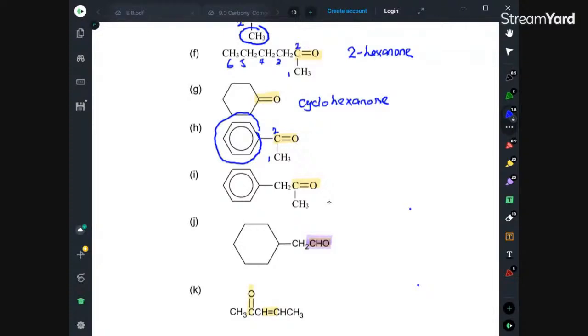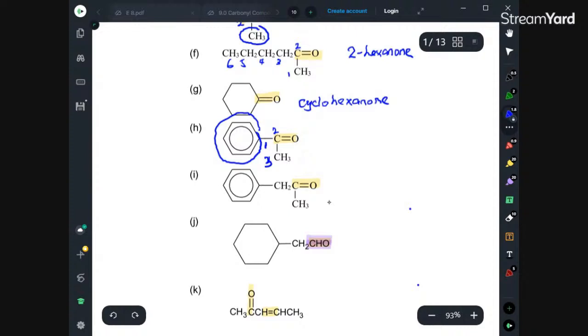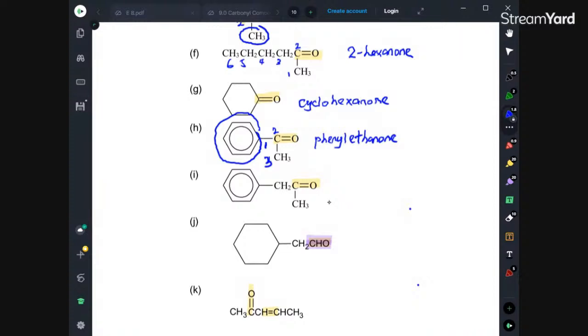So this is position number 1. This methyl is position number 1, and this is number 3. 1, 2, 3. So the 1 we can ignore for a benzene ring. For an aromatic compound, you can ignore the 1, just phenyl ethanone. If you check for phenyl ethanone, there is a common name called acetophenone. Phenyl ethanone equals acetophenone.